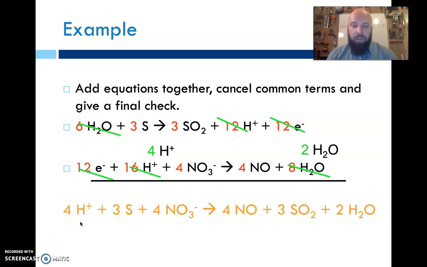You weren't given any of the spectator ions in the question. That means you have to use this half reaction method. You could not use the oxidation state method if the water and the hydrogen were not given in the question, because you wouldn't know exactly where to put them. So I'm going to do a basic example in a separate video.